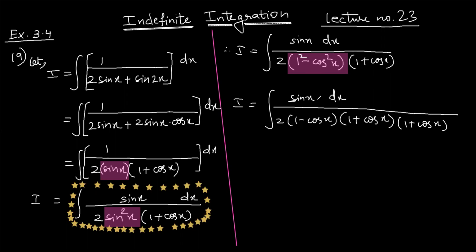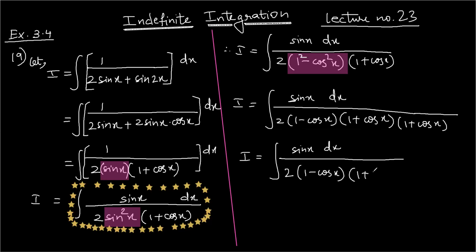What is a square minus b square equal to? A square minus b square is a minus b, a plus b. So I get this. So the next step I get is I equals sin x dx over 2, 1 minus cos x, and this becomes 1 plus cos x the whole square, in the denominator.